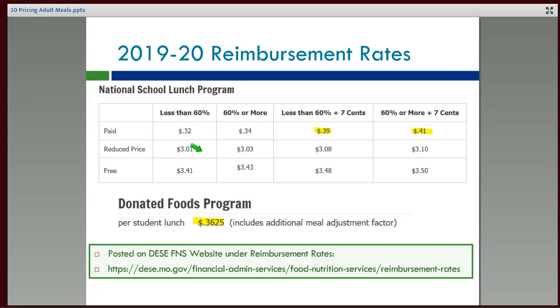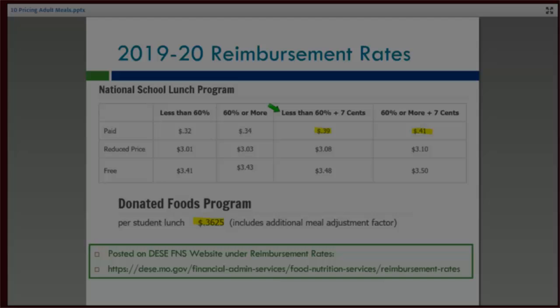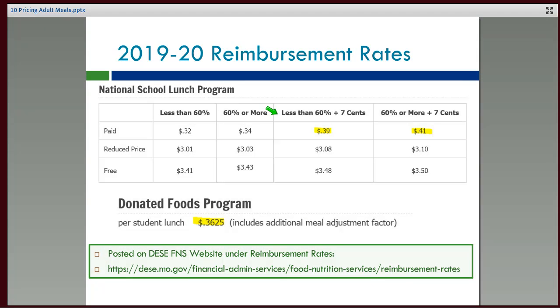So this year, the donated foods value is 36.25 cents. And then the paid reimbursements are either 39 cents or 41 cents. In Missouri, all schools are required to certify their meal patterns for the additional 7-cent reimbursement. It used to be a 6-cent reimbursement, but this year it increased to 7 cents. So your reimbursement rates will be in either one of these columns that has the 7-cent reimbursement.